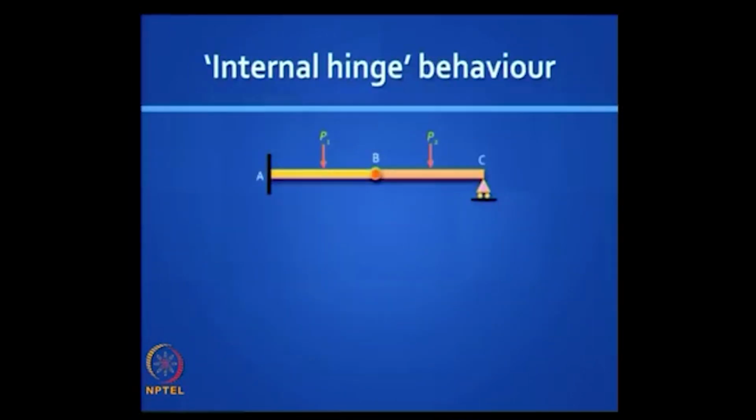Now this is a topic which I think many students really have not understood well. What is an internal hinge and how does it work? So you have here a propped cantilever AC, which would be statically indeterminate, but the provision of an internal hinge in the middle at B makes it just rigid and statically determinate.